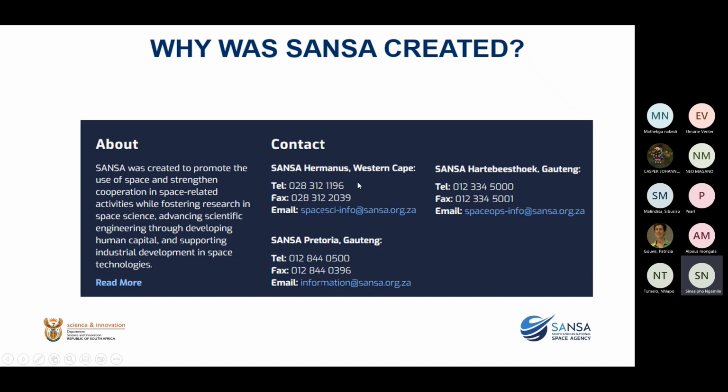SANSA was created to promote the use of space and strengthen cooperation in space-related activities. While we also do research in space science, we advance scientific engineering through developing human capital and supporting industrial development in space technologies. We are based in 3 sites, but mainly in 2 provinces. We are based in Hermanus in the Western Cape, and in Hartbeespoort here in Gauteng. And like I said, I am in Pretoria right now. We are also based in Pretoria.